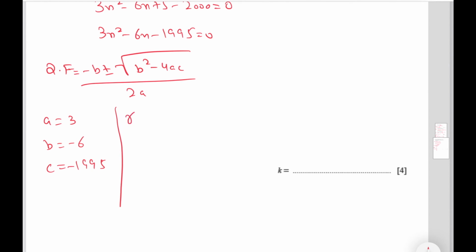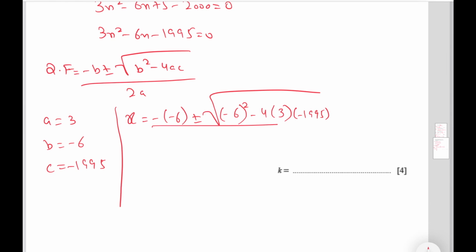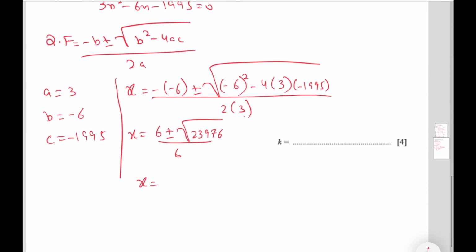So the values of x would be negative times negative 6 plus minus under root negative 6 whole squared minus 4 times 3 times negative 1995, and this is 2 times 3. Okay, so let's plug all of this into the calculator. First of all, we get 6 over here plus minus over 6. Let's see what the square root gives us. So it's 36 plus 4 times 3 times 1995, and this gives us 23,976. Let's find the square root of this first. When we find the square root of this, it comes out to be 154.